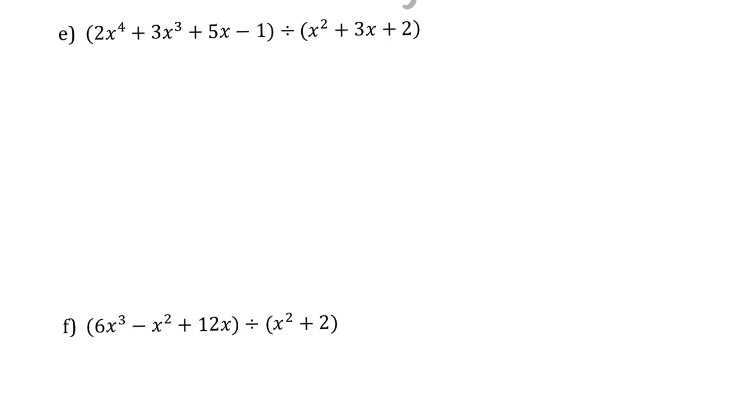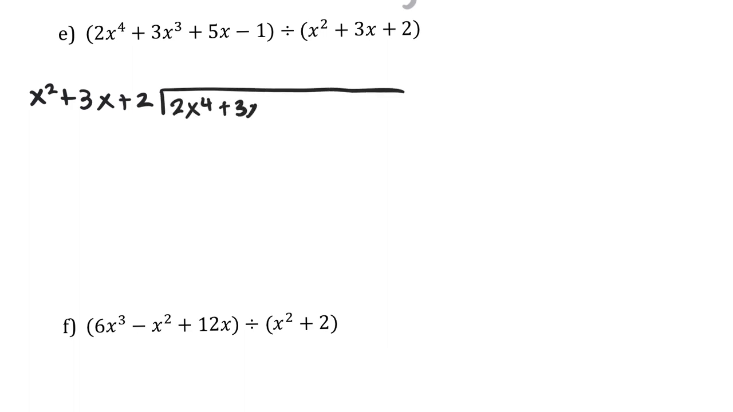Okay, let's look at E. X squared. I'm going to set it up. Let me make sure I'm not missing a term this time. 2x to the fourth, 3x to the third. Oh, I'm missing this squared, so let me put 0x squared. Okay, do I have it? Yep. And again, if you're feeling confident, go ahead and work ahead and then forward to the answer.